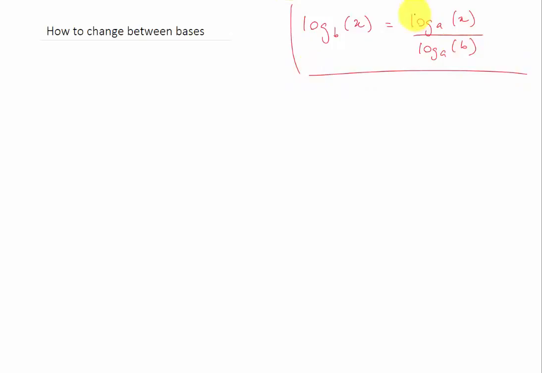And I'm going to show you the rules. So the rule is that if we've got log in base b of x, and we want to change it to log in base a, then it's equal to log base a of x divided by log in base a of b. So you need to learn that off by heart, but you do not need to learn the proof, which I'm about to show you.